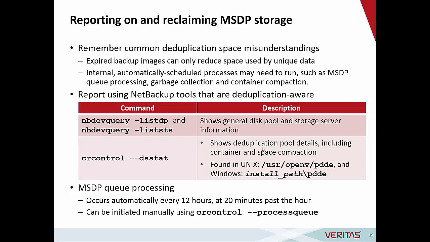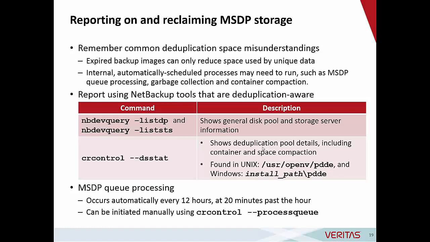But again, if I were to just look at the file size from the command line, a whole bunch of stuff might expire and space might be freed up, and I'd never see it in something like Windows Explorer. It's just internally the dedupe engine knows it now has more space available. So for that reason, I must use dedupe aware commands. Some good examples here on a slide. nbdevquery is dedupe aware. That's at the disk pool or the storage server level. crcontrol, which talks directly to the dedupe engine, is another way of getting dedupe aware reports.